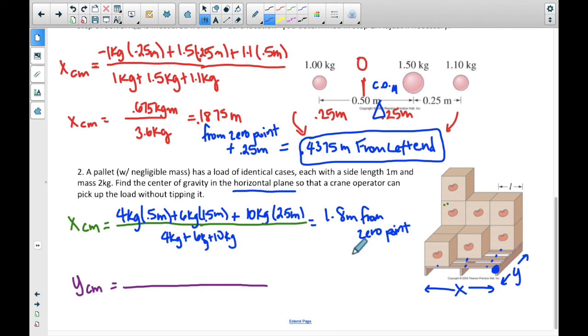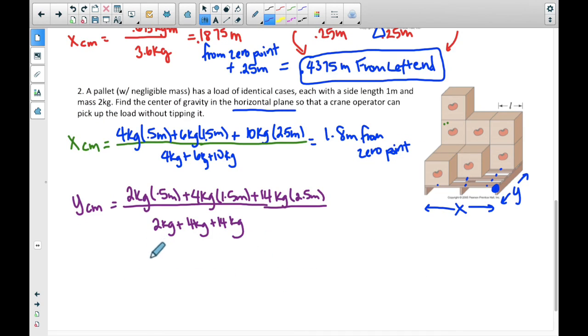Now we need to do the same thing in the y direction. So we're measuring from this y point, and now we're looking along this axis. So the first thing that we have is 1 box, and again, it's 0.5 meters away. Then we go to our next row. Our next row is here. We only have 2 boxes here. That's 4 kilograms at 1.5 meters away. And then lastly, we're going to be at 2.5 meters away. And we have 1, 2, 3, 4, 5, 6, 7. That's 14 kilograms at 2.5 meters away.